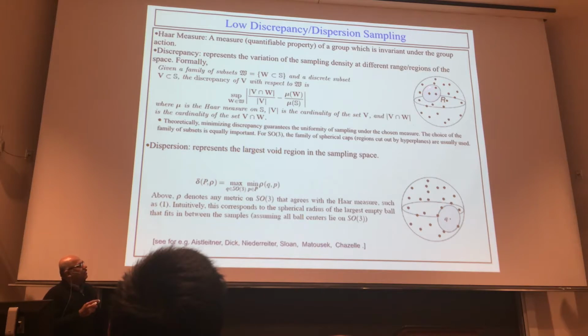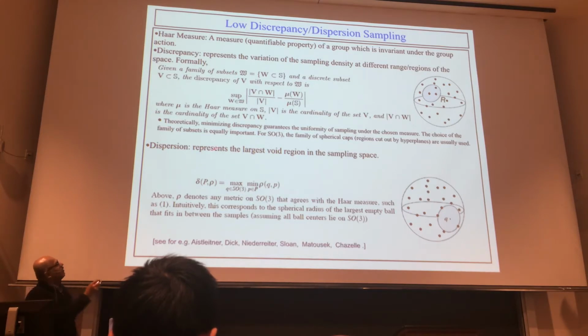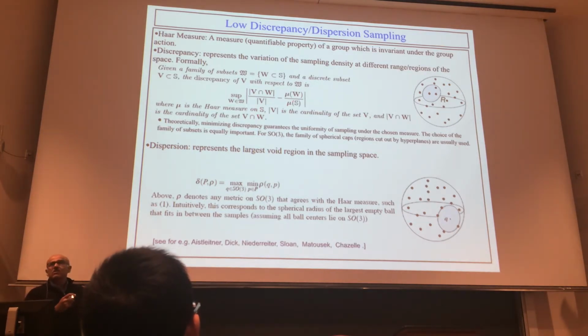Say, take a measure on these subsets, and you find that the number of samples in any subset divided by the total number of samples is roughly the same as the area of this subset divided by the total area. So if you take a big area, you need many more samples, and if you take a small area, you need fewer samples. And if these two ratios are equal, then you've got zero discrepancy, you've got pure uniformity, right?